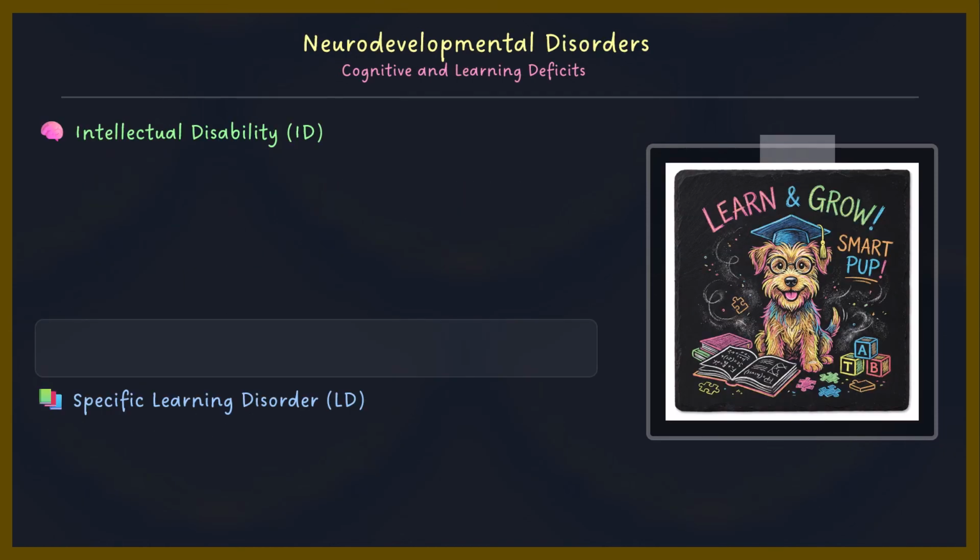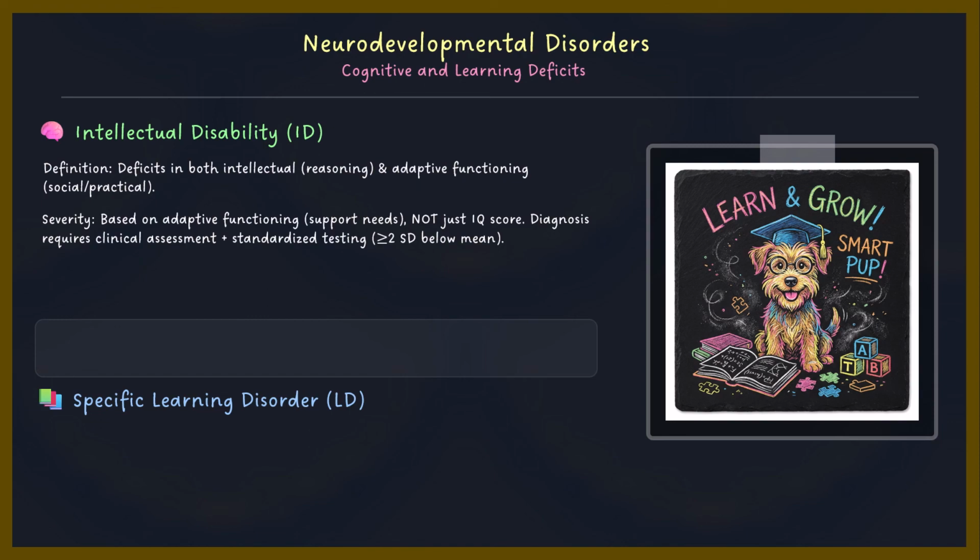Now, other neurodevelopmental disorders are frequently on the differential with autism spectrum. So let's talk about them so that you know how to recognize them and you know when to pick them. So there's the intellectual disability. And this is deficits in intellectual functioning, such as reasoning, and adaptive functioning, such as social practical interactions. The severity is based on adaptive functioning, what support is needed for these children, and not just IQ score.